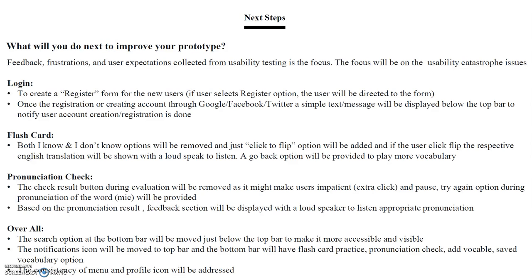And overall, for the application, I would like to make three improvements, I would say. I would like to remove the search option from the bottom bar and put it at the top of the application, just below the top bar, in order to maintain consistency and to make way for other options to occupy the bottom screen. And then the notifications icon, I have actually not added any functionality to the notifications icon, so I think I should move the notifications icon to the top bar in order to let the user know if there is any upgrade or any new notifications, and use those two icon spaces for flashcard and save vocabulary, or even for pronunciation check. And then I should try making the menu and profile icon consistent all across the application.